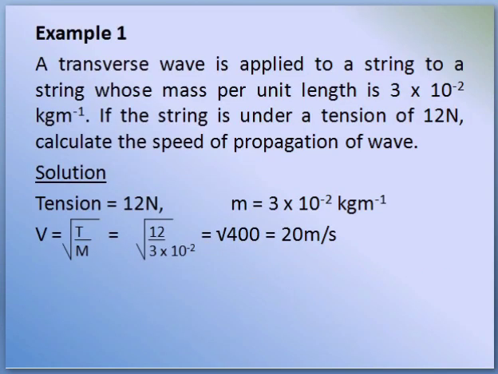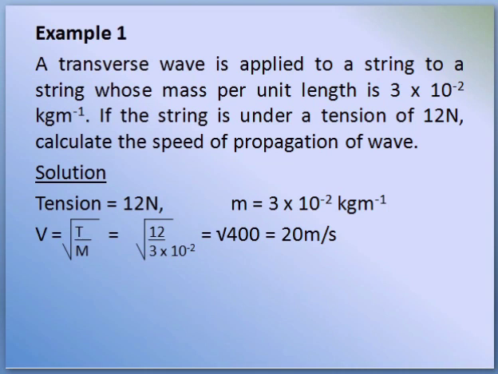So let's take a look at an example regarding this. A transverse wave is applied to a string whose mass per unit length is 3 times 10 raised to the power of minus 2 kg per meter. If the string is under a tension of 12 Newton, calculate the speed of propagation of the wave.